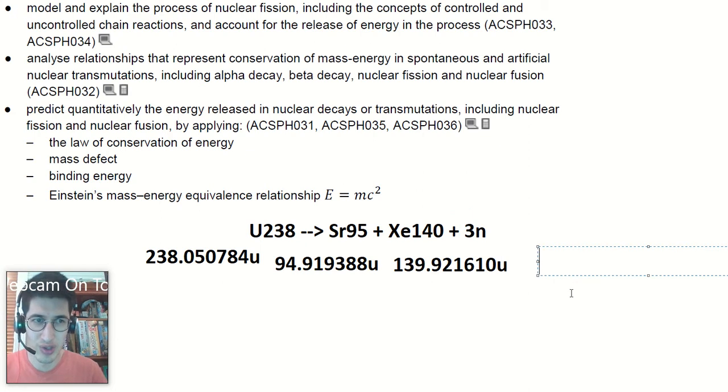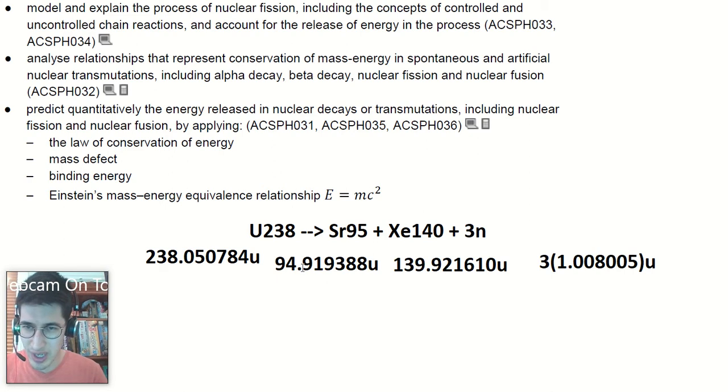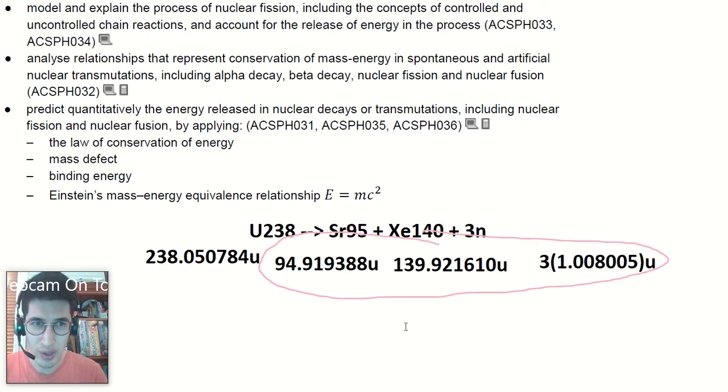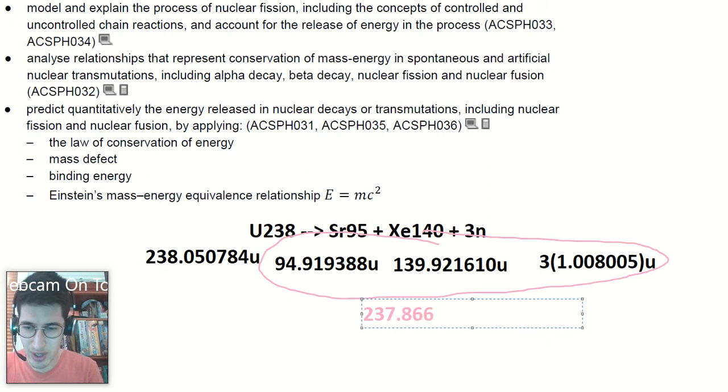3 neutrons is going to be 3 times 1.008005 U. There we go. Okay, so we have this on one side. These 3, we need to add them up on the other side. So when they all add, these 3 together, you get a value of 237.866993 U. They're added together.